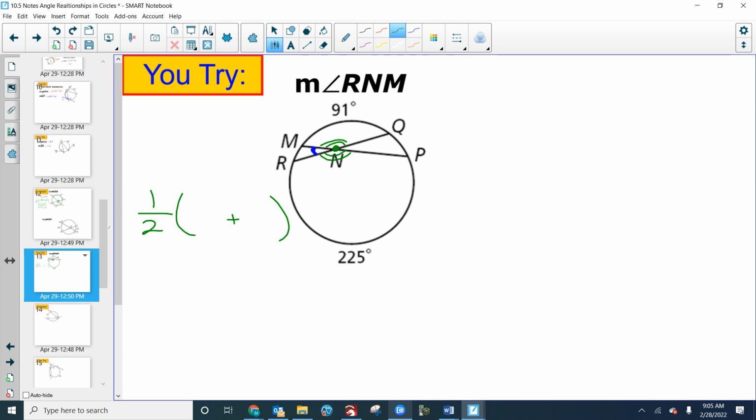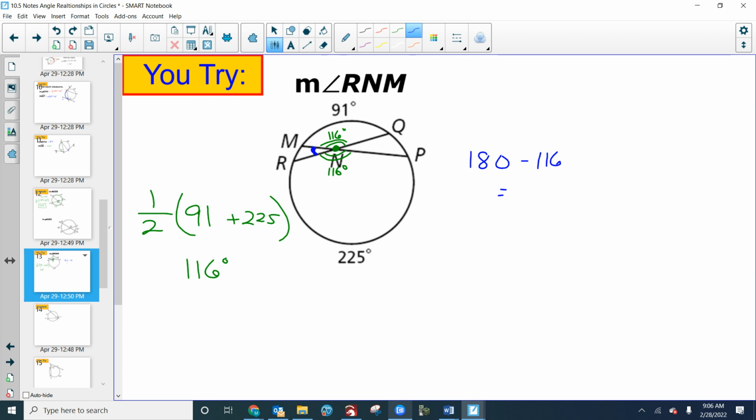Are you ready? Half of 91 plus 225. Help me out. What's that? 116? But be careful. That's these angles, correct? That's not the angle we were asked to find. We're asked to find the linear pair to that, aren't we? Aren't we asked to find R and M? 180 minus 116.